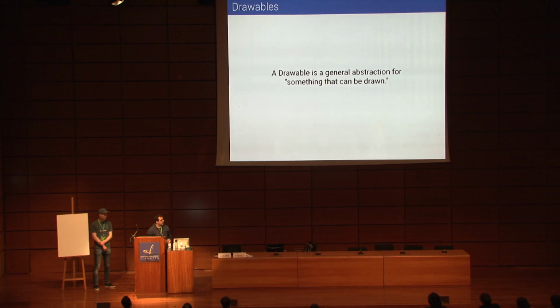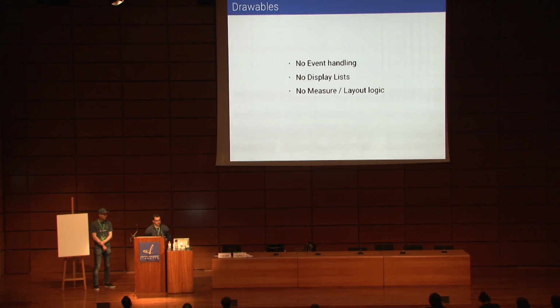So it turns out that Android has drawables. And as the documentation states, a drawable is an abstraction for something that can be drawn. This is the first line in the Android documentation. So drawable is actually a very simple interface. It doesn't do things that a view does, like event handling. It does not contain its own display lists. So when you create the display list of a view that draws a drawable, the display list of the view will contain the information of the draw method of the drawable. And above all, it does not contain any layout or measurement logic. So it's the view that has to take care of everything.